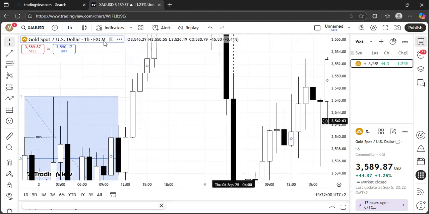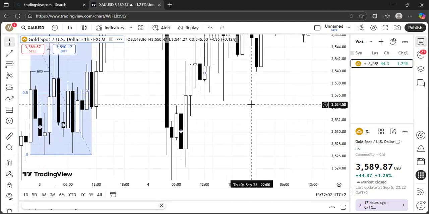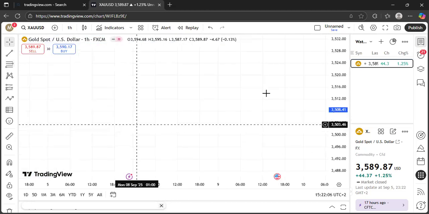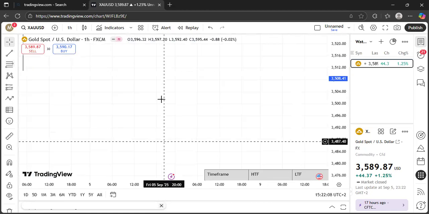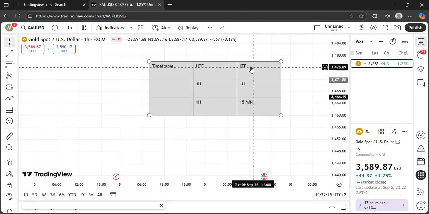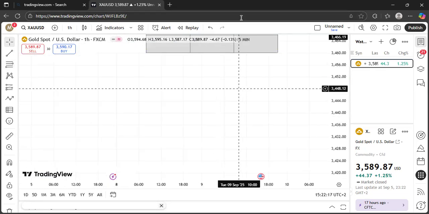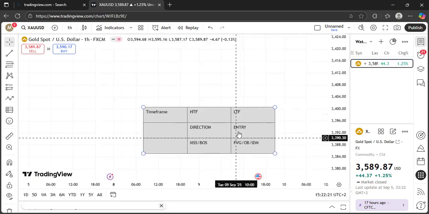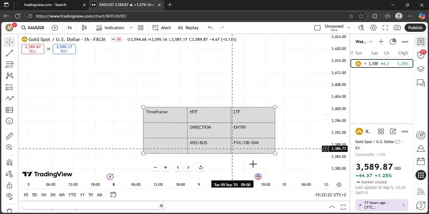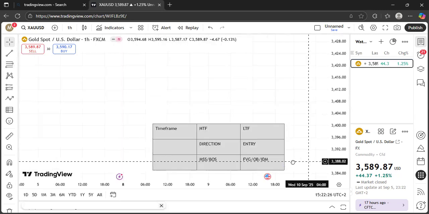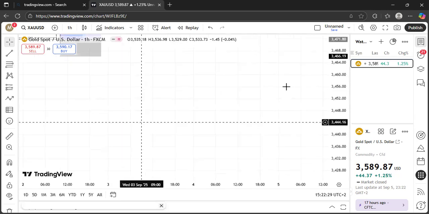Let me zoom this out. Where are our rules at? Okay. Like we said, we're going to use the 1 hour time frame as the higher time frame, and the 15-minute as the lower time frame. Therefore, now that we have found our direction, we are going to find the entry, which means we're going to be looking for our favorite gap, order block and inducement. So let's go back to the setup.